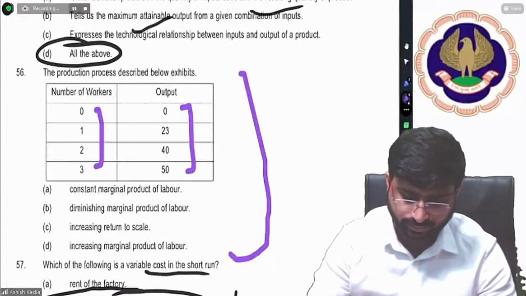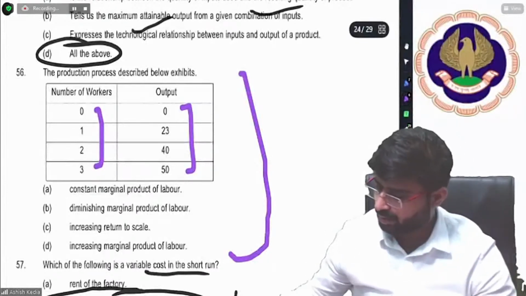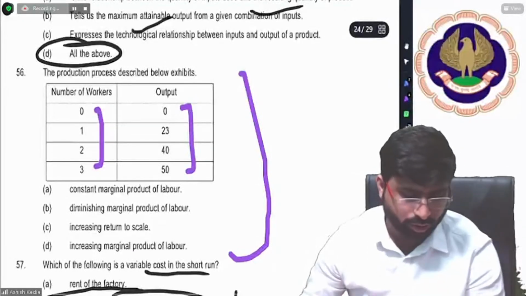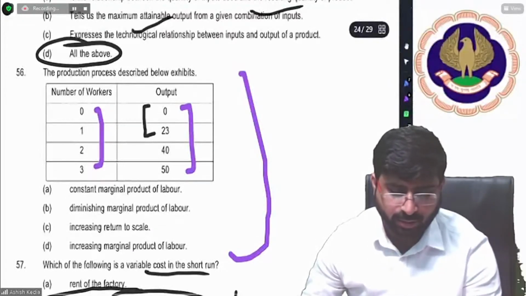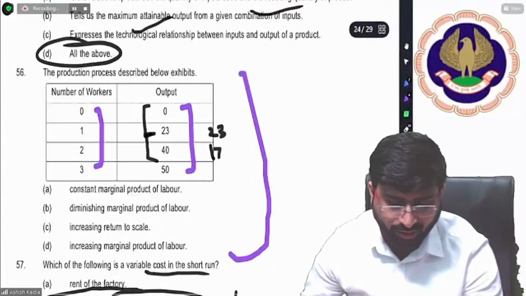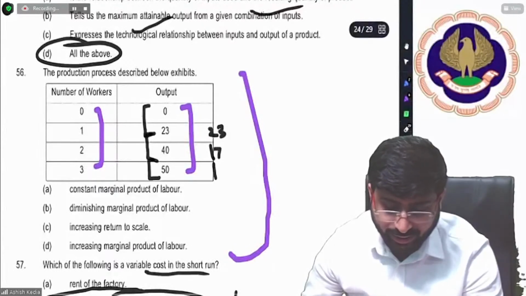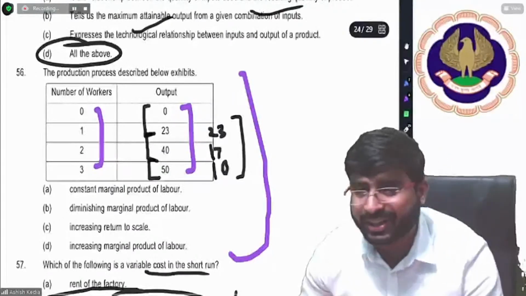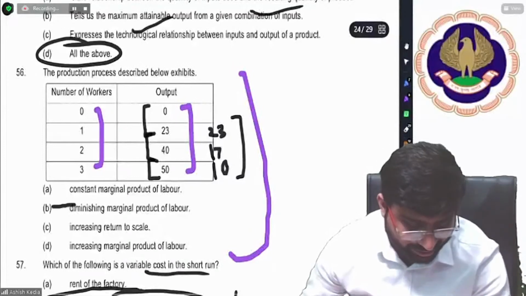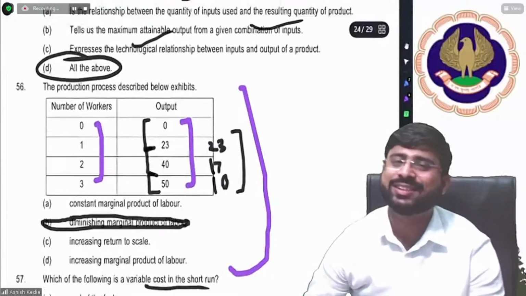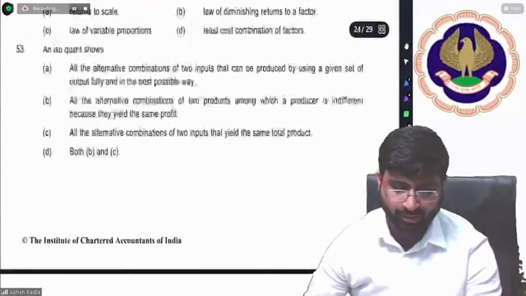See. Now the thing is very simple. 0 to 4. Now you see, it is changing by 23. Okay. Now here you see, it is increasing by how much? It is increasing by 17. Here it is increasing by 10. So as you can clearly see, my dear friends, decreasing returns is operating at this level. And so your answer is diminishing returns. So diminishing marginal product of labor. I hope all of you agree with me on this.